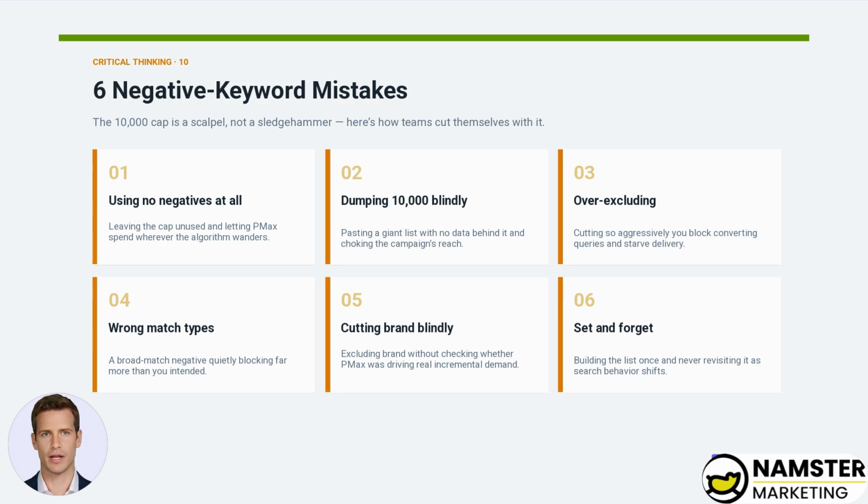Fourth, using the wrong match types. A broad match negative can quietly block far more than you intended, so be precise. Fifth, cutting brand blindly. Always check if PMax is driving real incremental demand before excluding brand entirely. Finally, the set-and-forget mentality. A negative list is a living asset. If you build it once and never revisit it, you will miss shifts in search behavior. Treat the 10,000 cap as a scalpel, not a sledgehammer. Use it with care and precision to refine your results without damaging your campaign's healthy core.